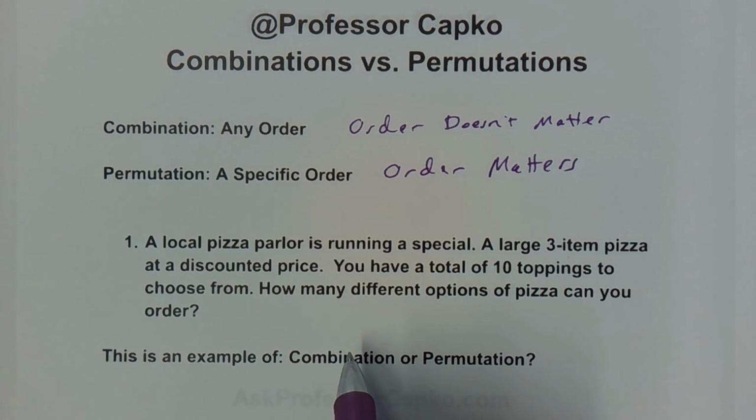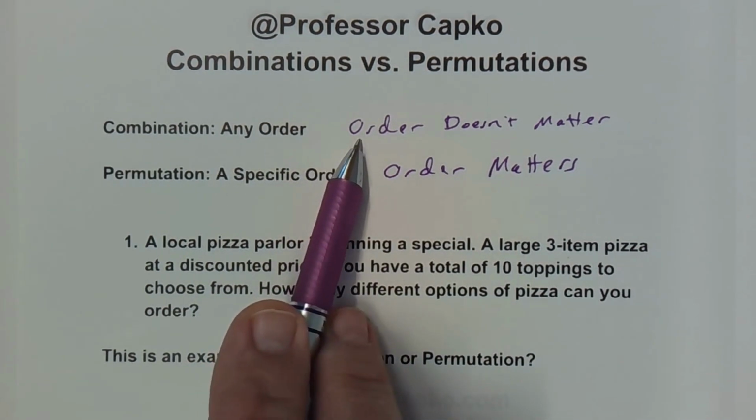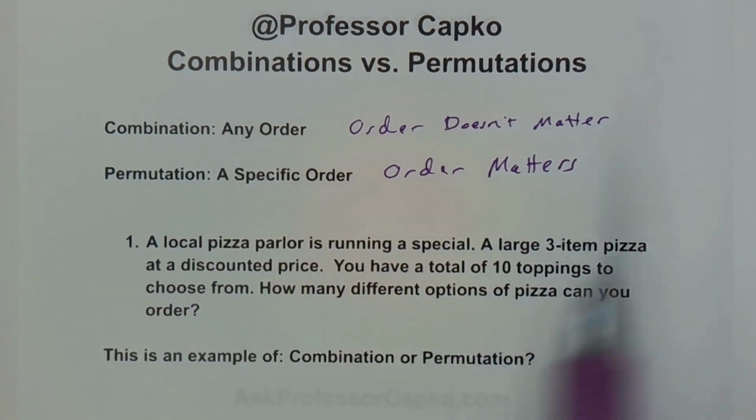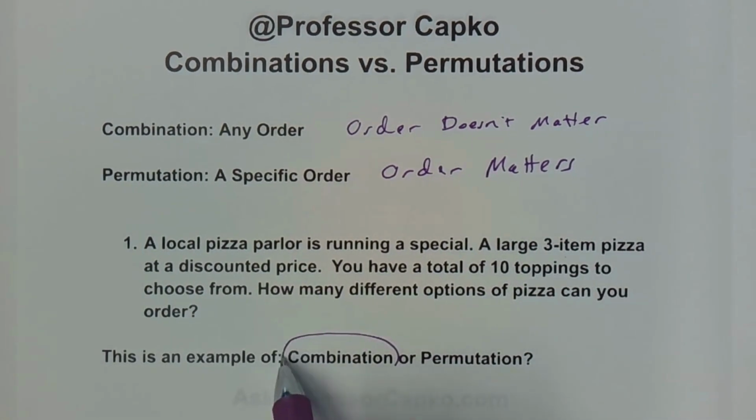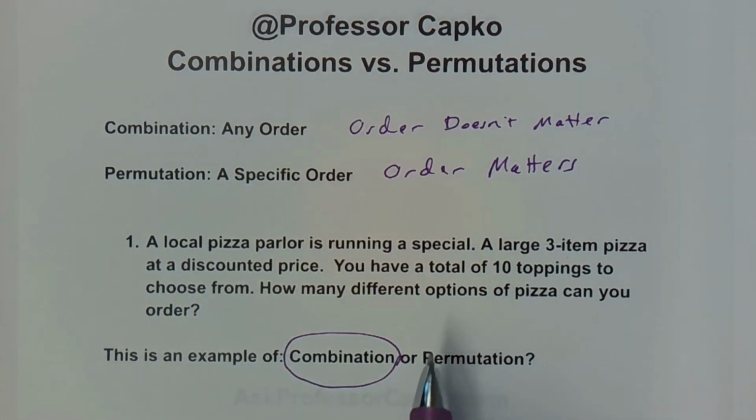But again, with a pizza, it doesn't matter what order the items are put on it, as long as they're all there. That's all you care about. You don't care what order they're on. So this is an example where the order doesn't matter, so we have a combination. I'm going to circle combination. Now, we need to know how many different options of pizza you can order.